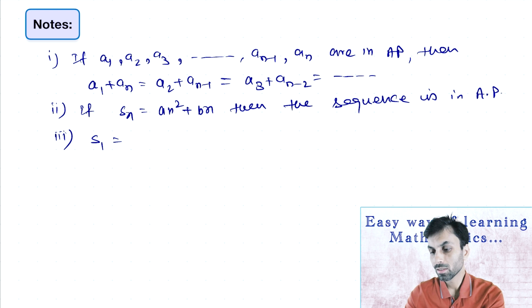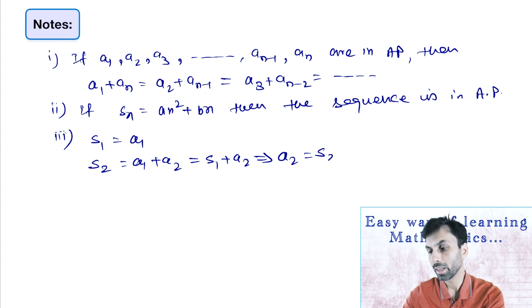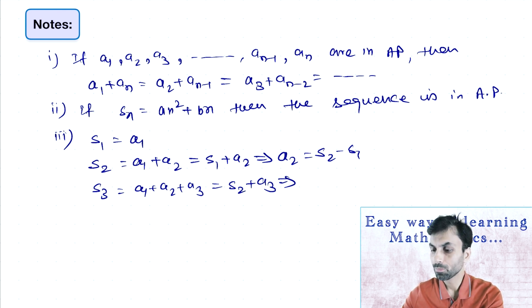Third point is, we know S1 is A1. If you take S2, this will be A1 plus A2, which can be written as S1 plus A2. So from here, A2 will be equal to S2 minus S1. S3 will be A1 plus A2 plus A3, which can be written as S2 plus A3, as A1 plus A2 is S2. And from here we can write A3 as S3 minus S2.